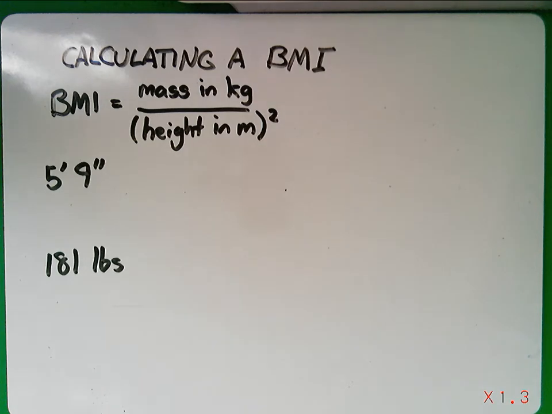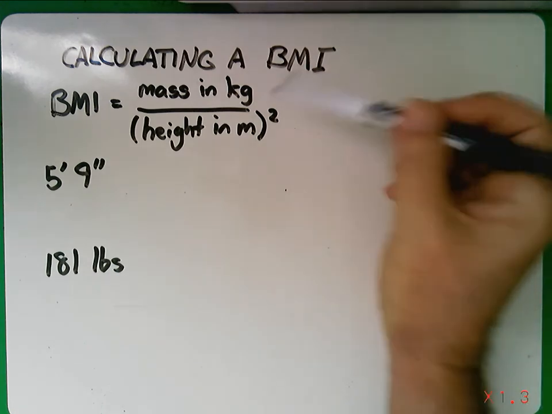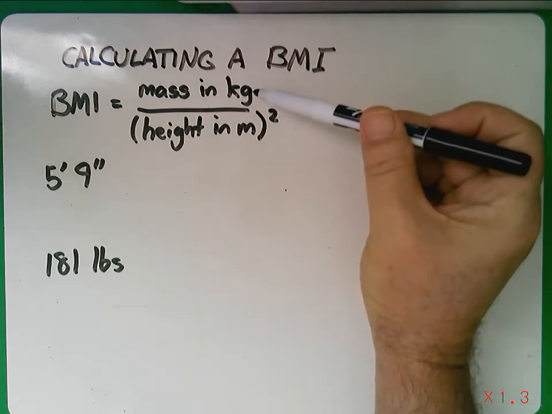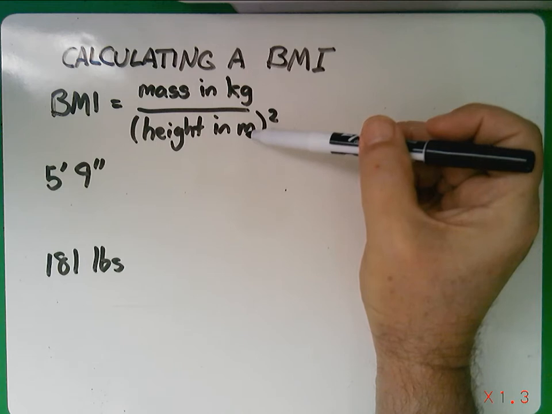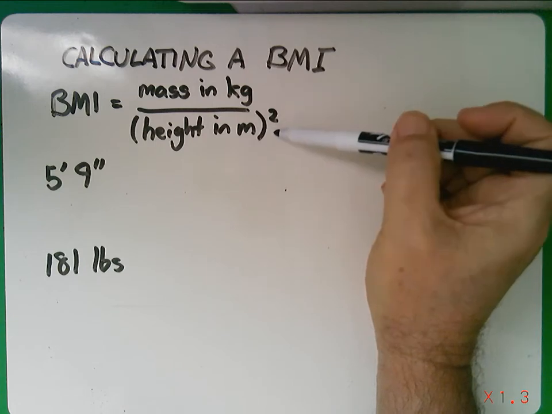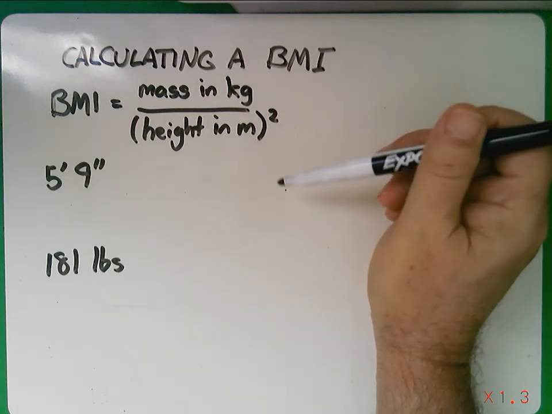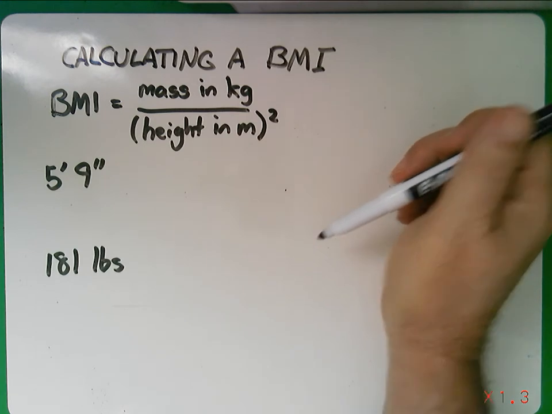Let's look at how to calculate a BMI. You're going to need to do some unit conversions here. BMI is the mass in kilograms divided by the height in meters squared for a patient. So the BMI uses the SI system.